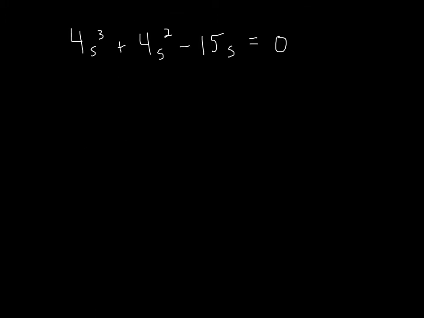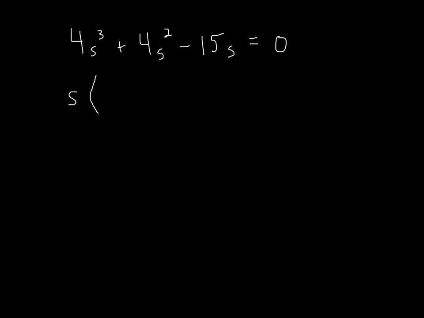This problem looks a little bit different, but a little bit similar to the one that we previously solved. So there's a way that I can solve this. I can actually make this look a lot like the previous question that I just did. I have an s in every single term of this equation. I have a 4s cubed plus a 4s squared minus a 15s. So I can actually factor out an s. I can take an s out of everything.